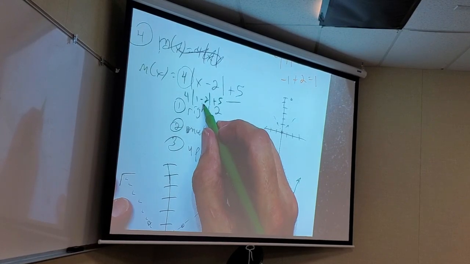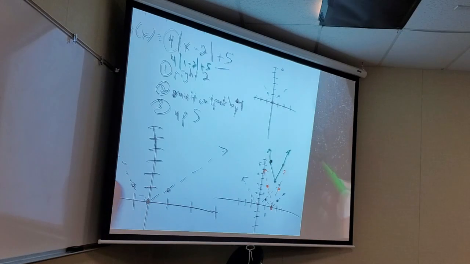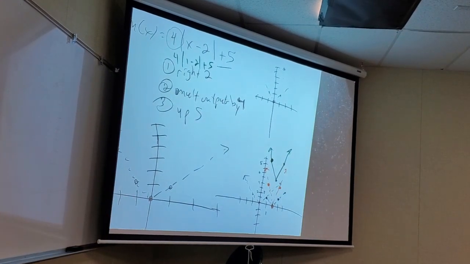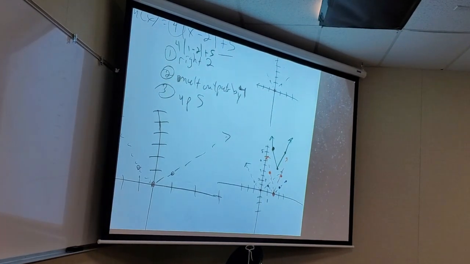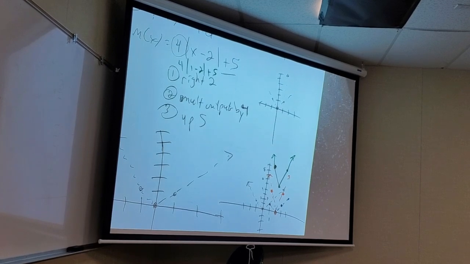Negative 1. Absolute value of negative 1? 1 times 4. 4 plus 5. 9. Okay, sweet. Do you guys understand what I just did? My final graph went through a point. Any point it goes through, I could pick it and make sure it actually works in the equation. That tells me that it looks like I'm good.